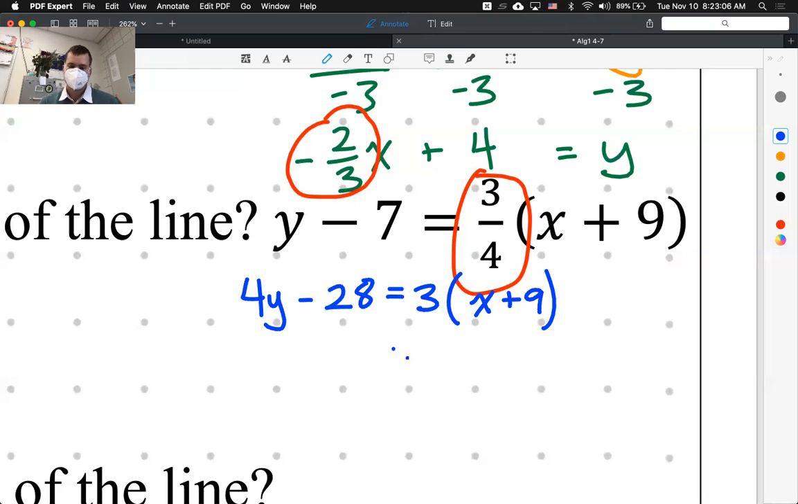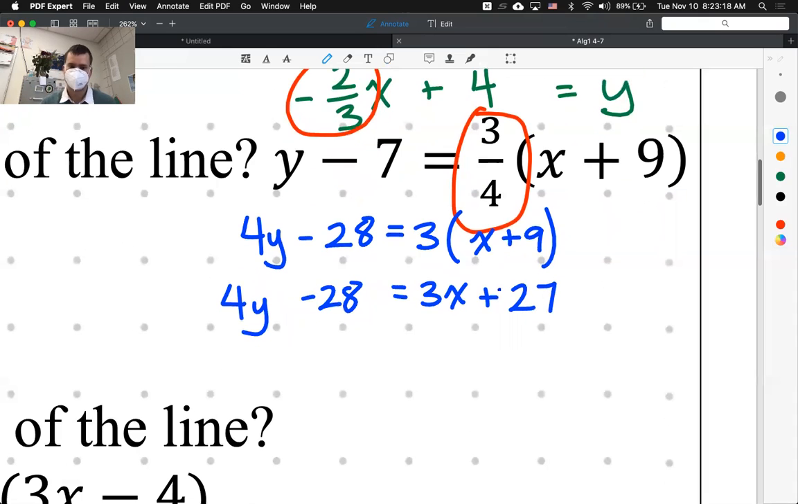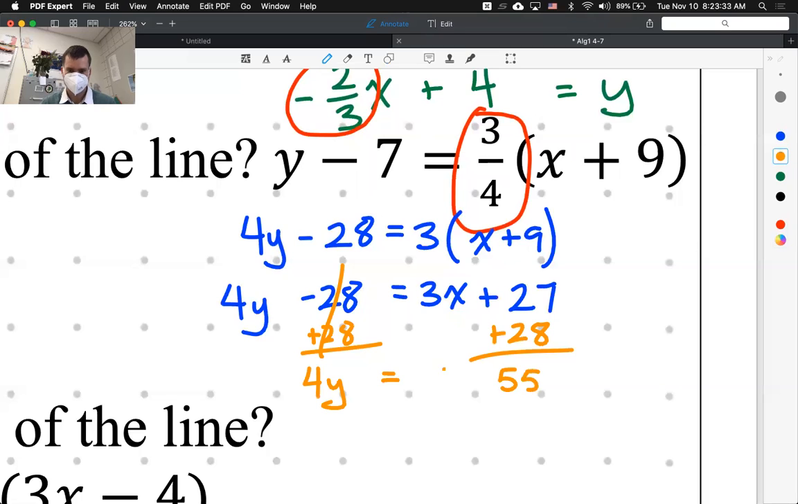It's 3x plus 37. Okay. And then we'll add, right? Add 28 to both sides. What is that, Jose? 55, perfect. And then finally, you subtract 3x on both sides.